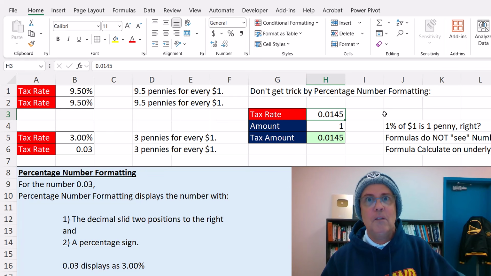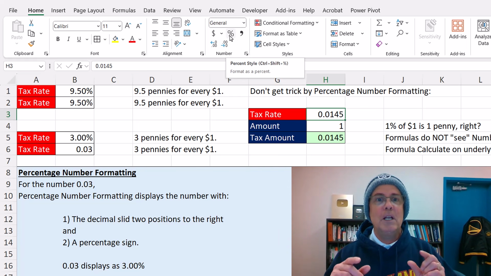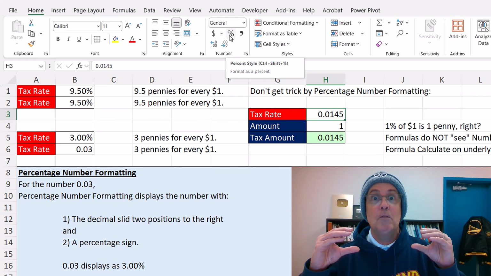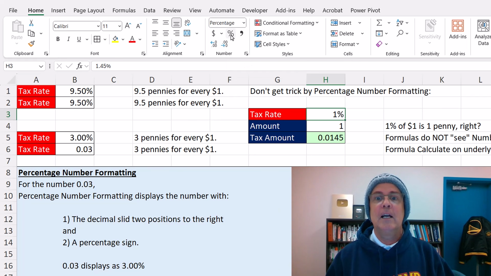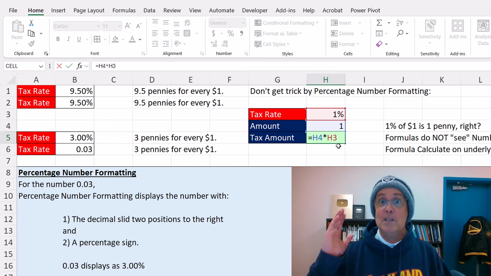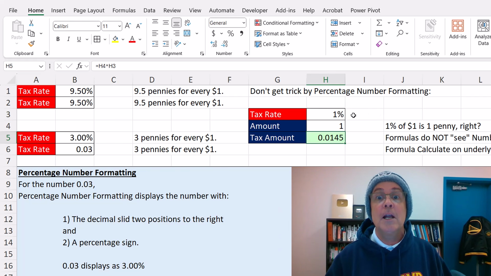And here's how they probably did it. This button right here is terrible. If you read the screen tip there, it's not very helpful. It should say apply percentage number formatting with 0 decimals showing. So I click. A lot of people, when they click that, they think that it was changed to 1%. But as formulas know, since formulas never see number formatting, it's always going to get the underlying number.